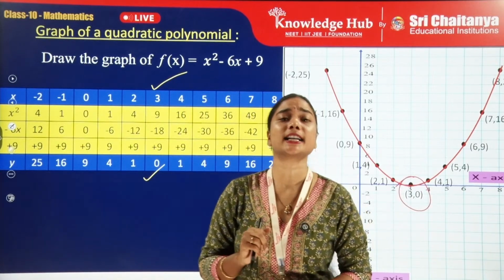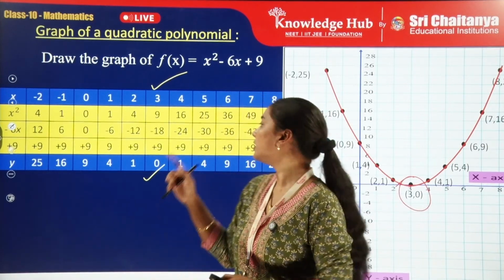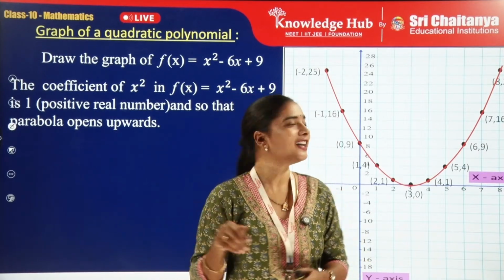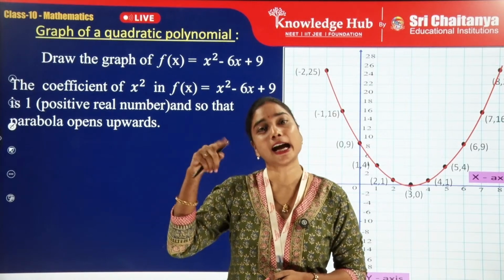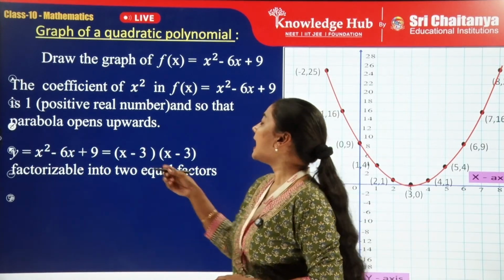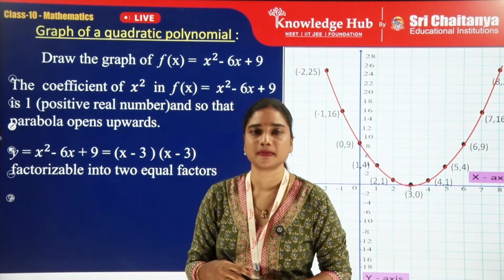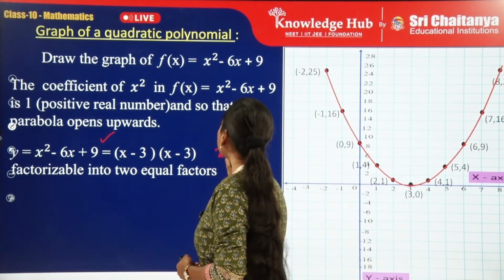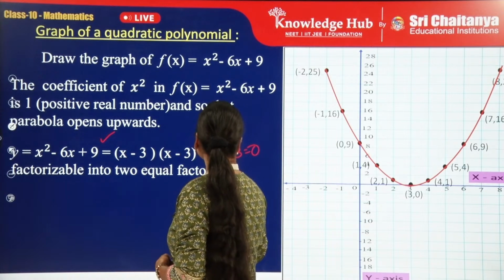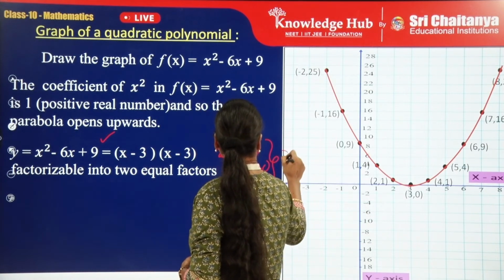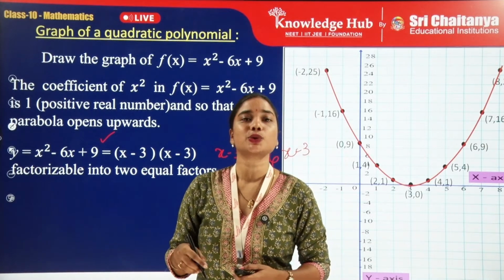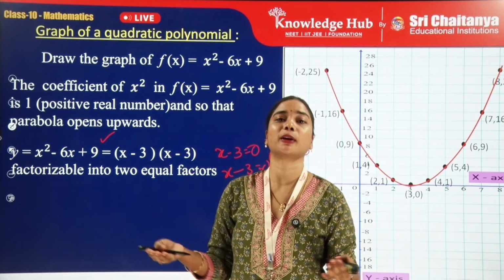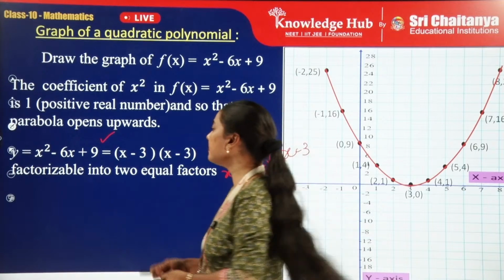Why is the parabola touching the x-axis at only one point? So, let's see the reason behind that. As the coefficient of x square is positive 1, the graph of the parabola opens in the upward direction. And as the factors of the quadratic polynomial are the same, equate to 0, x minus 3 equal to 0, x minus 3 equal to 0. So, for both factors, x is equal to 3. Hence the factors and values of x are the same. So, that's why the parabola touches the x-axis at the same point.